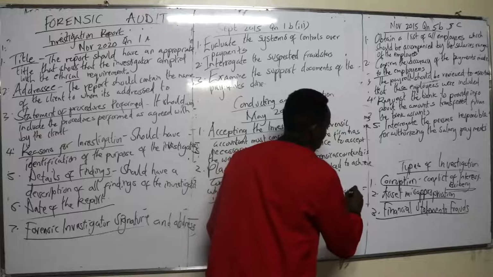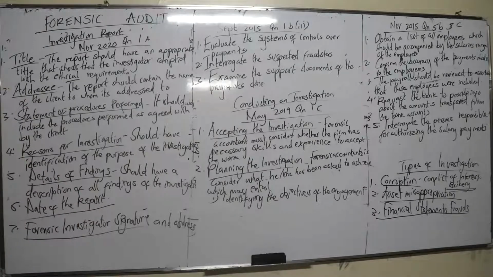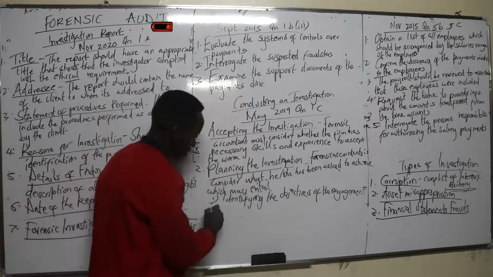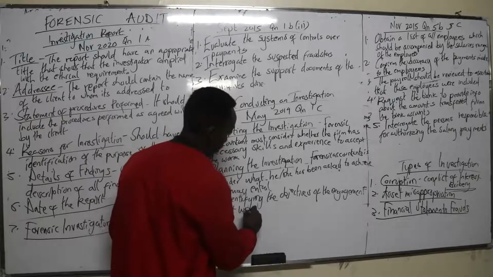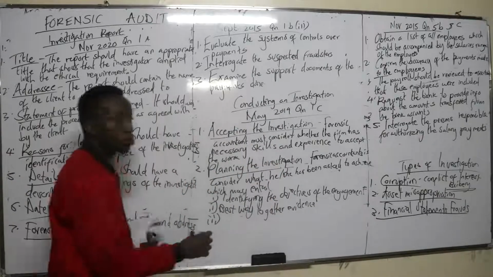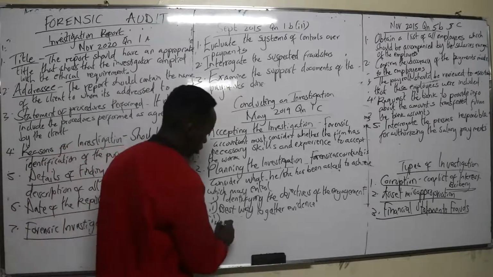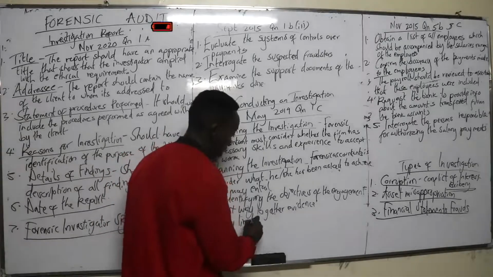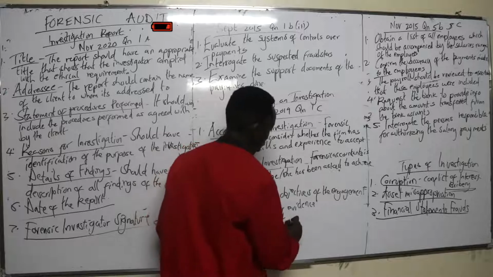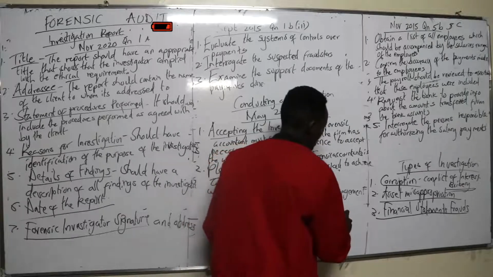Is it to identify a fraud? Is it to carry out an investigation into insurance claims? What is the objective of the engagement? And then also the best way to gather evidence. All of these are aspects of planning. The best way to gather evidence will dictate the kind of approach he takes. Also, any limitation that may be encountered in the engagement, for example, limitation of scope.